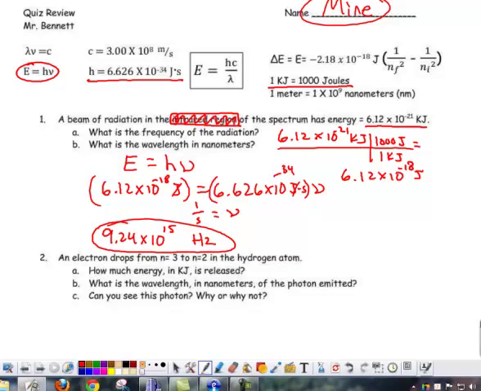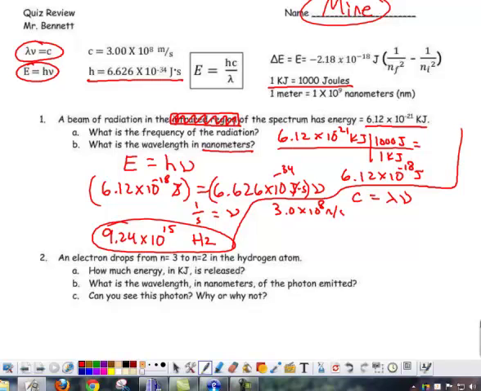What is the wavelength in nanometers? Let me just make a space here. So c is equal to lambda nu. Our other equation, wavelength is lambda, nu is frequency, c is that value right there, the speed of light. So c is 3.0 times 10 to the 8th meters per second. All right, so we know that equals lambda times, we just figured out nu as 9.24 times 10 to the 15th.